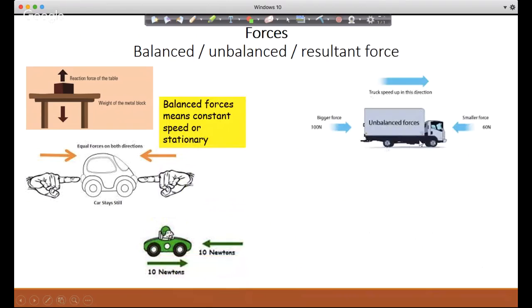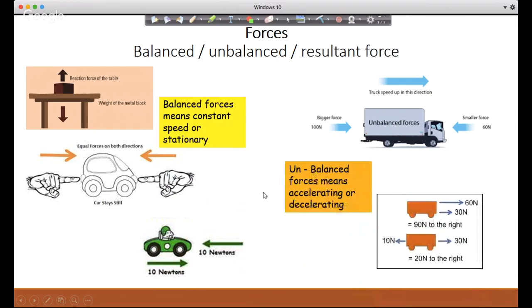Okay, unbalanced forces. Unbalanced forces are going to mean that there's a resultant force on this object, an overall force felt by it. We've got 100 newtons pushing it forwards and 60 newtons holding it back. Overall, it's going to have a forward force of 40 newtons, the difference between the two. And so the truck is going to speed up, it's going to accelerate. So unbalanced forces mean accelerating or decelerating. And resultant force, all that means is overall force.